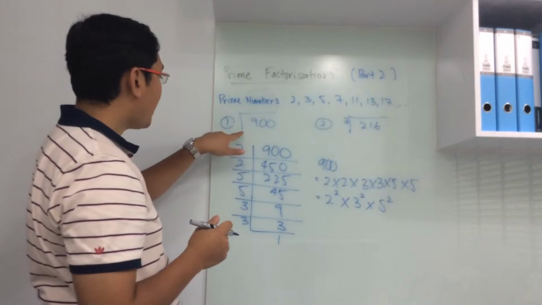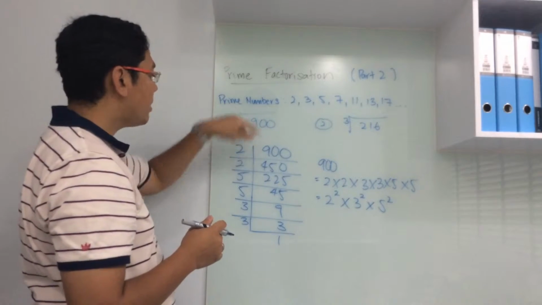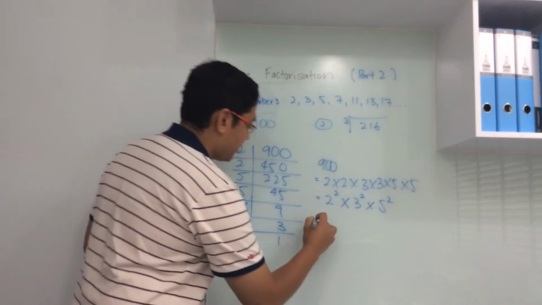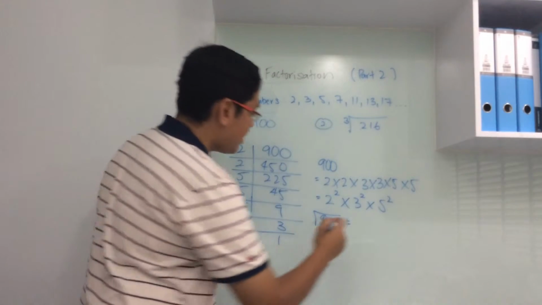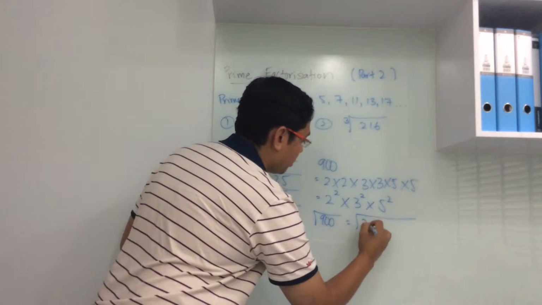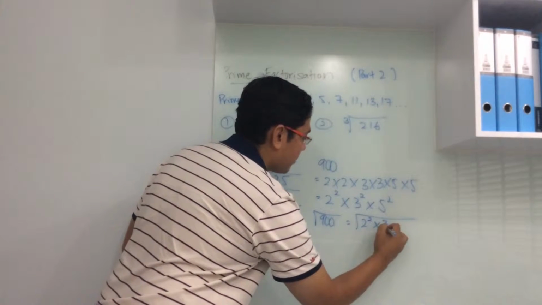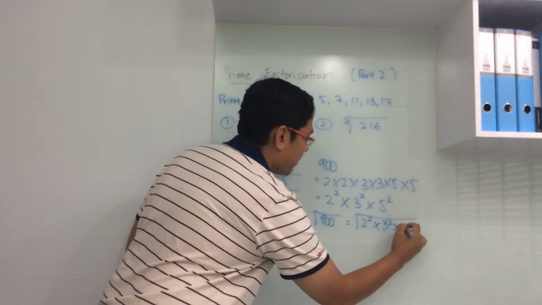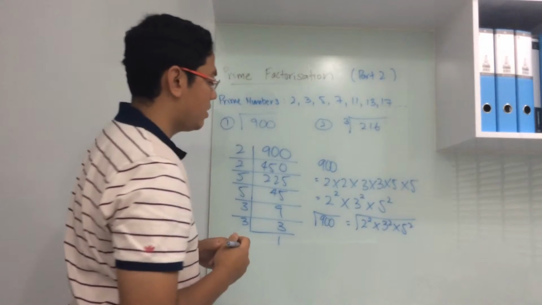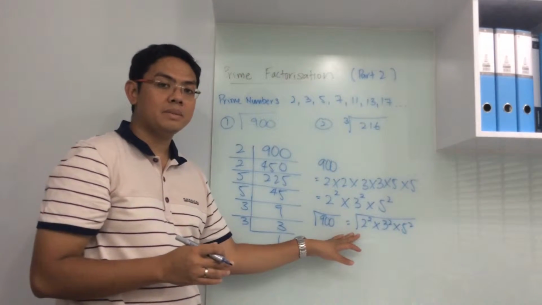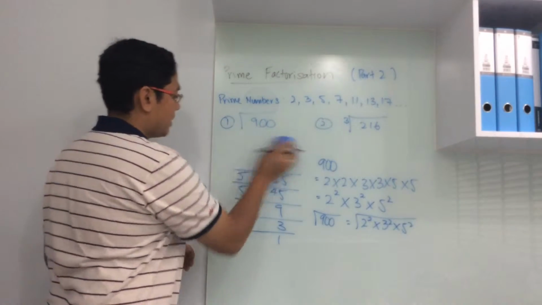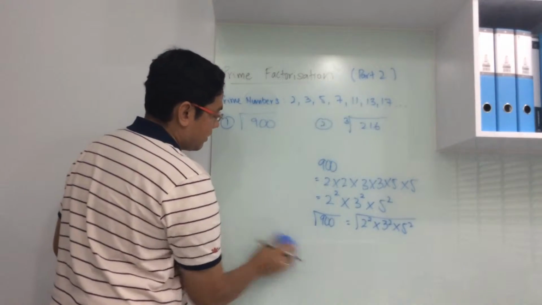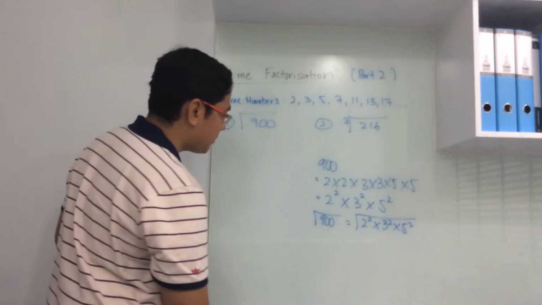So now we have to write down the square root of 900. The square root of 900 is the same as the square root of 2 power 2 multiplied by 3 power 2 multiplied by 5 power 2. So how do we proceed from here? Follow my steps and you will not get it wrong. Let me erase this. Alright, I will continue from here.